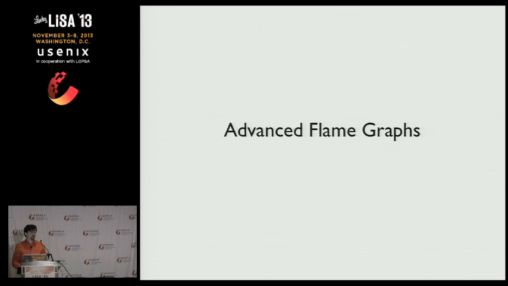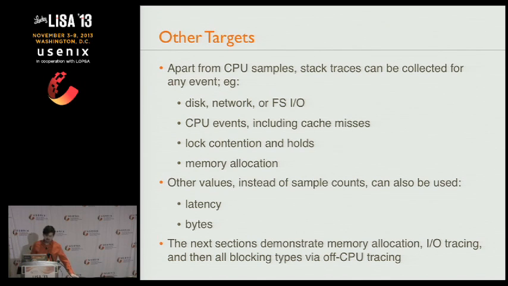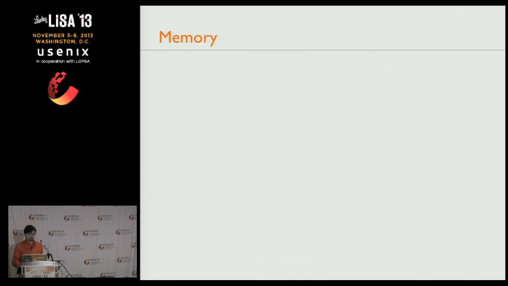That's CPU flame graphs. And that's like a talk all by itself. Now I'd like to do advanced flame graphs, which is what else you can do with this visualization type. So apart from CPU samples, stack traces can be collected for any event. So there might be I/O, disk, network, file system, different CPU events like cache misses, lock contention, memory allocation. And instead of sample counts, you may be interested in latency, byte counts, or whatever.